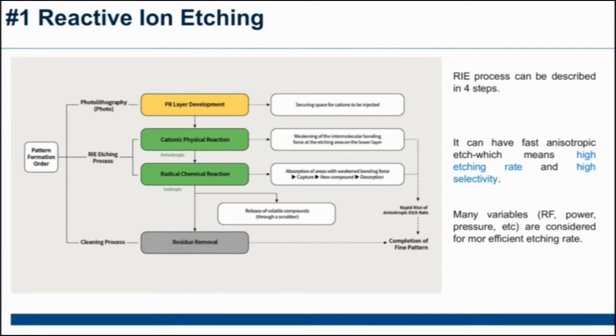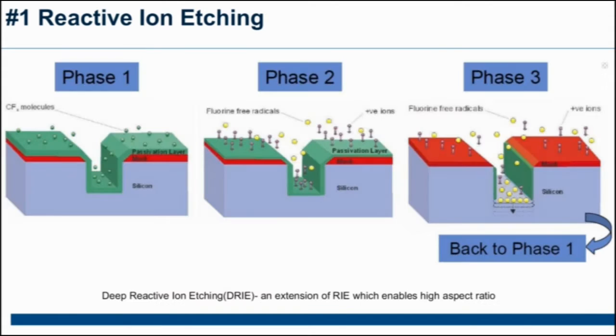Reactive ion etching is a process which uses plasma and sputtering etching. Outstanding advantages of RIE are fast anisotropic etch, which means high etching rate and high selectivity. DRIE is an extension of RIE, which makes the high-rate etching of deep and narrow structures possible. It differs from RIE in that it uses two or more RF generators to independently control plasma generation and ion bombardment. Intrinsically, dry etching has some limitations.